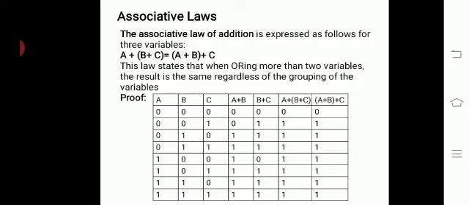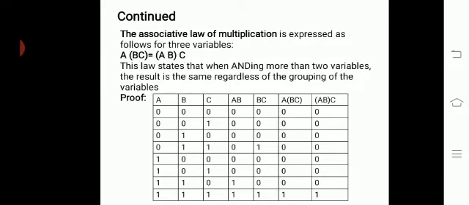After that we have to add A, single A, again get B plus C, and the next output column is A plus B plus C. A plus B we already got the answer, and we have to add the C value. This is the output of the associative law.